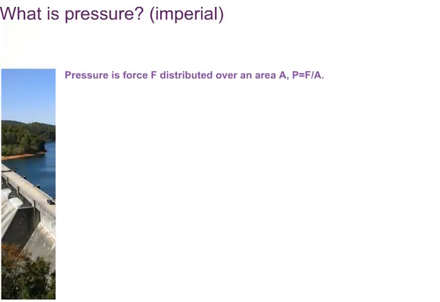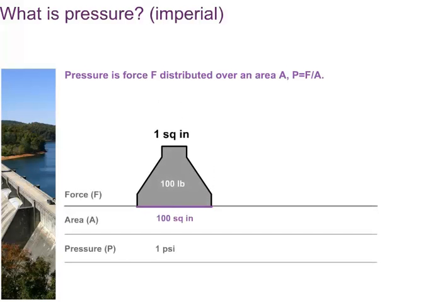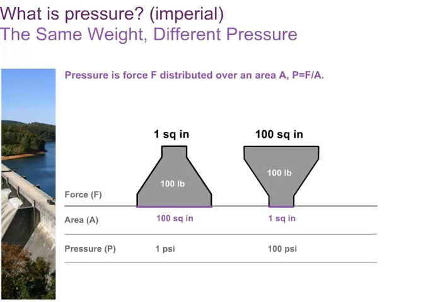From the physics, we know that pressure P is force F distributed over an area A. P equals F over A. With the same weight, you can generate a different pressure depending on the size of the area affected by the weight. If a part with a weight of 100 pounds is standing on an area of 100 square inches, the pressure is 1 pound per square inch, psi. The same part, standing on an area of just 1 square inch, generates a 100-fold pressure of 100 psi.